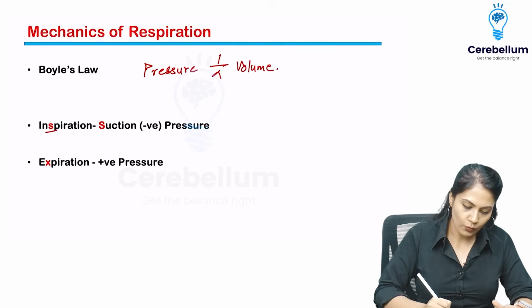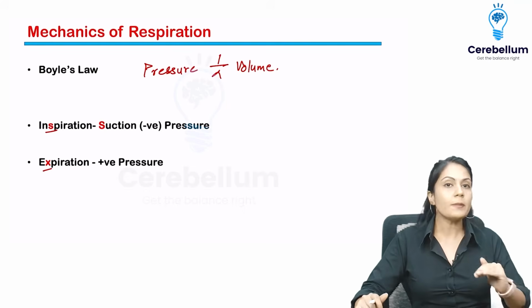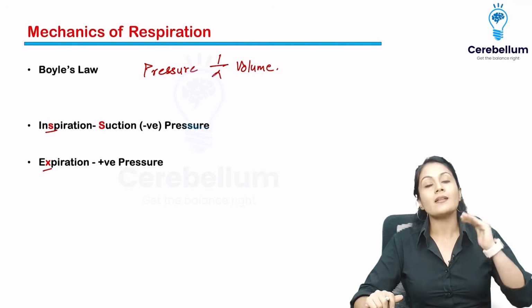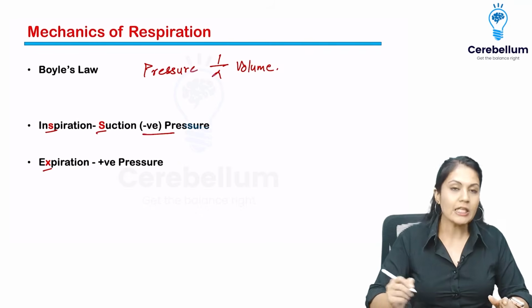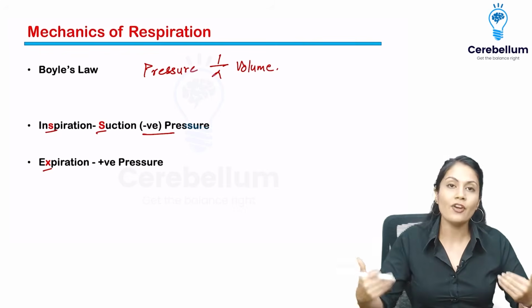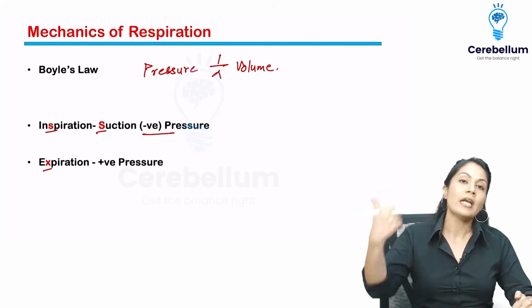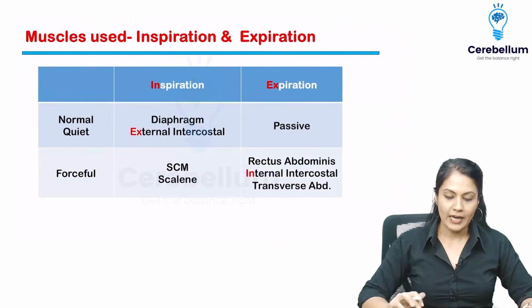And please remember, there are two phases in the respiratory system, that is inspiration and expiration. Inspiration, when we talk about it, is the suction pressure. Inspiration, S for S. Please remember, during inspiration, always ITP, IAP, everything is going to be negative. Intra pressures are going to be more negative. In case of expiration, they will be more positive. With that, let's move on.